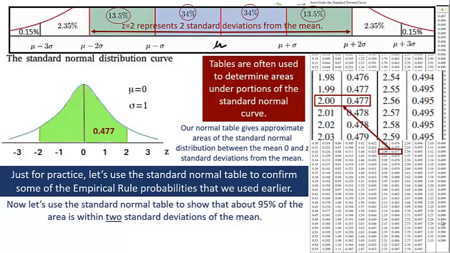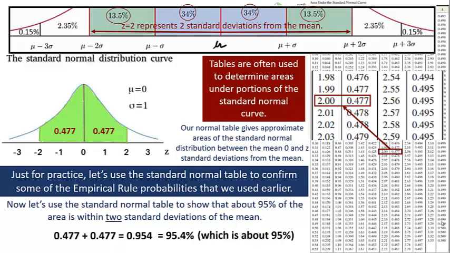There's an equal area to the left going the other direction to -2, so that's also 0.477. And if you add 0.477 to 0.477, you get 0.954, which is about 95.4%, which again is close to 95%, which is the approximation that the empirical rule gives us. So you can kind of see the empirical rule is an approximation, but it's a pretty good approximation.